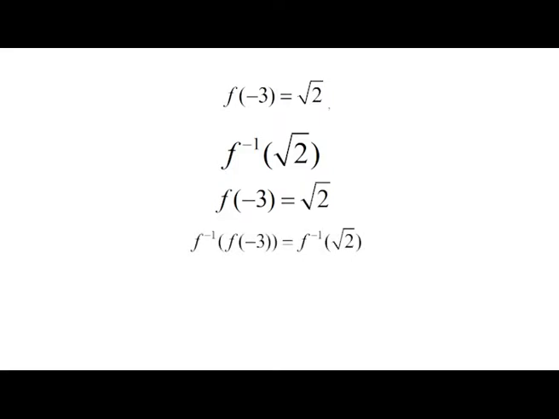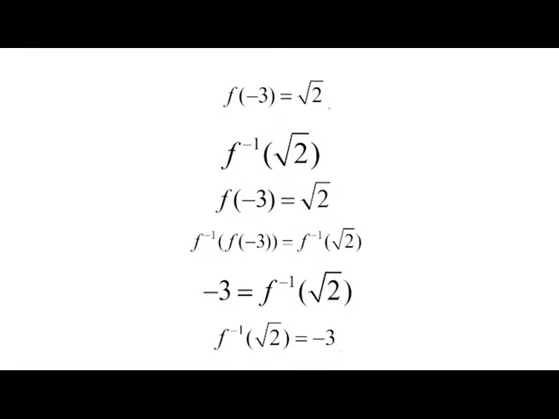Given that the function f has an inverse and that f of minus 3 equals root 2, we find f inverse of root 2 as follows. Applying f inverse to both sides of the equation f of minus 3 equals root 2, we obtain f inverse of f of minus 3 equals f inverse of root 2. Using one of the cancellation equations, we get minus 3 equals f inverse of root 2, that is, f inverse of root 2 equals minus 3.